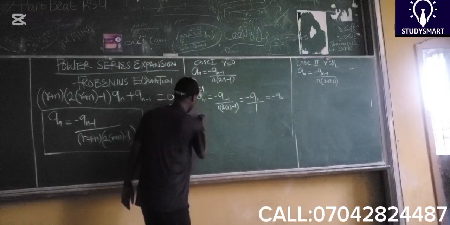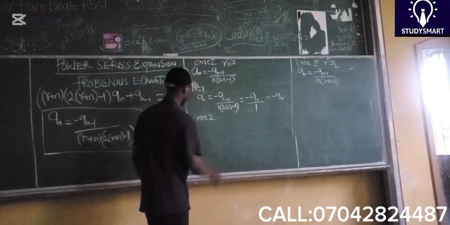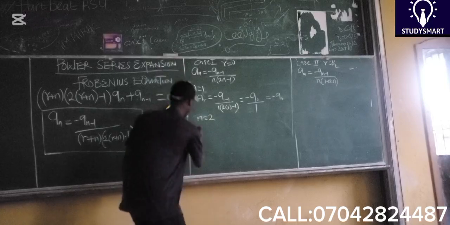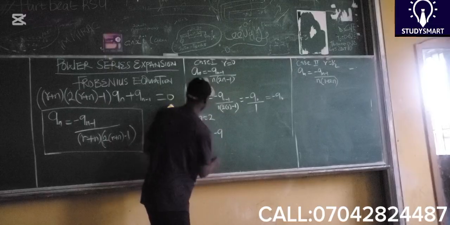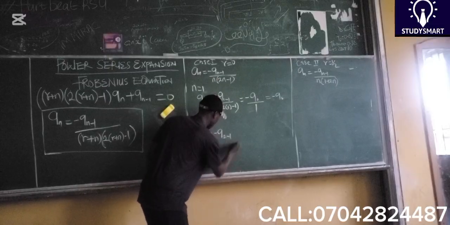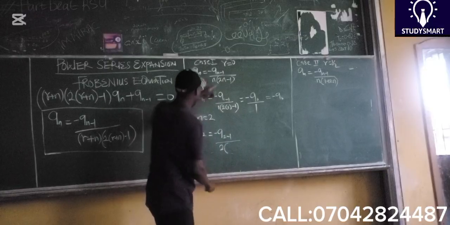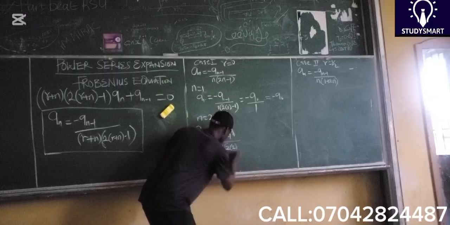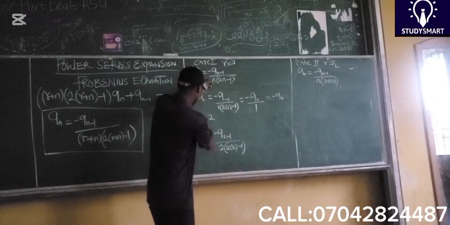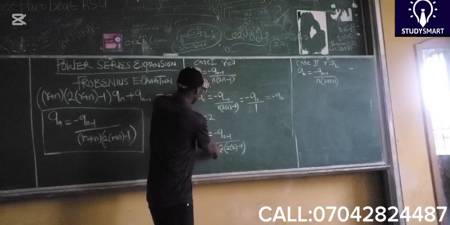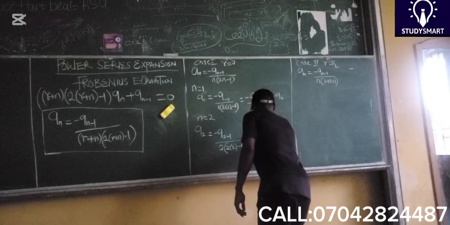Alright, so let me do A2. If I substitute n equal to 2, I'm going to have A2 equal to minus A into 2 minus 1 all over 2 into 2 minus 1. Right, so n here for n equal to 2 is 2. So I'm going to be having minus A1.